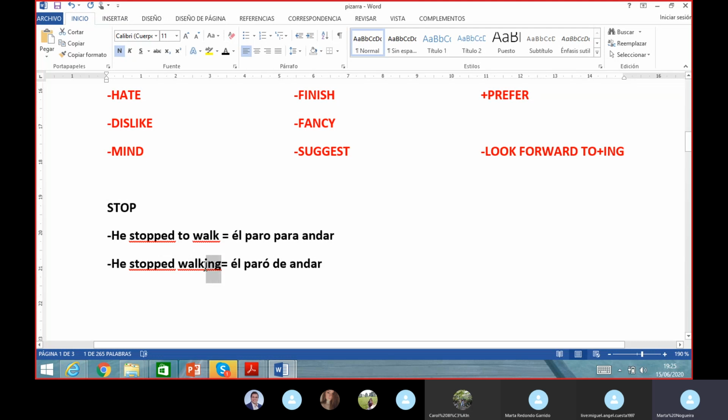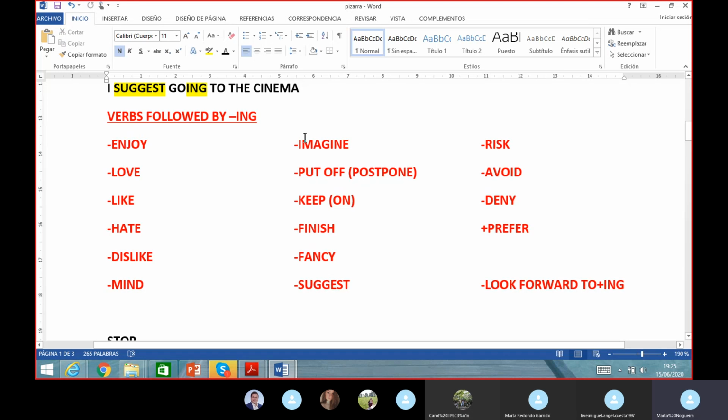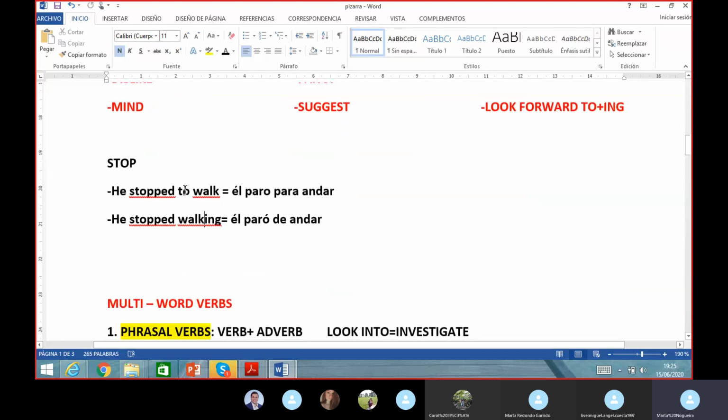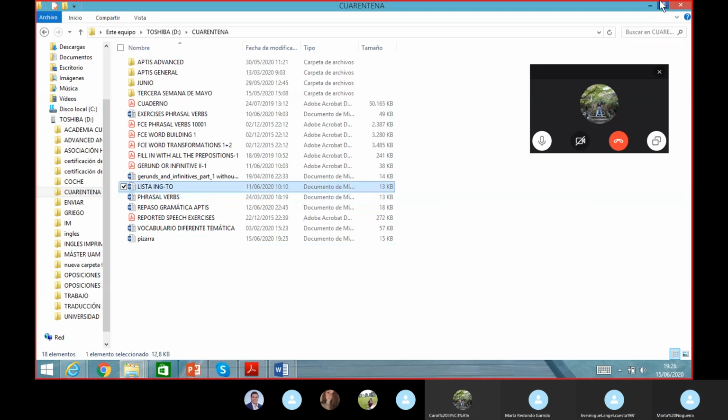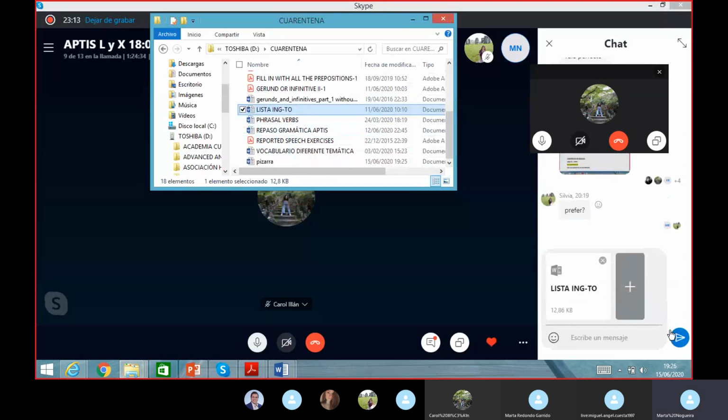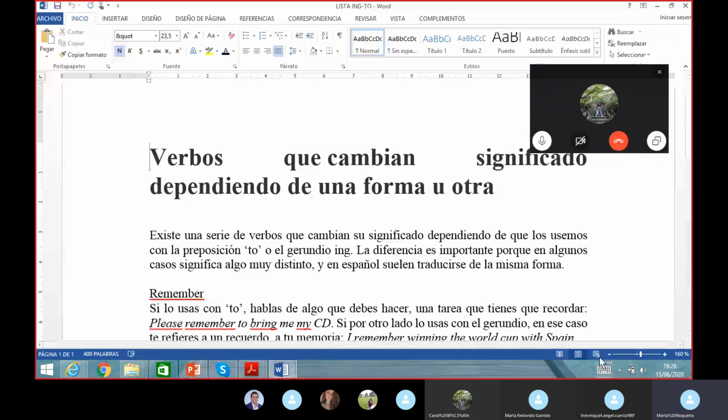Con to o con ing, pero va a significar algo diferente, ¿vale? Entonces, ¿qué vamos a hacer? Esto lo guardo, que ya la clase se acaba aquí. Os paso un documento con las excepciones de los que pueden ir con to o con ing, pero tienen un significado diferente. Guys, next day we will be practicing this. Okay, I will give you a photocopy and so on, so don't worry. And now I'm going to pass a document just if you want to see this at home. This is very simple, okay, guys.